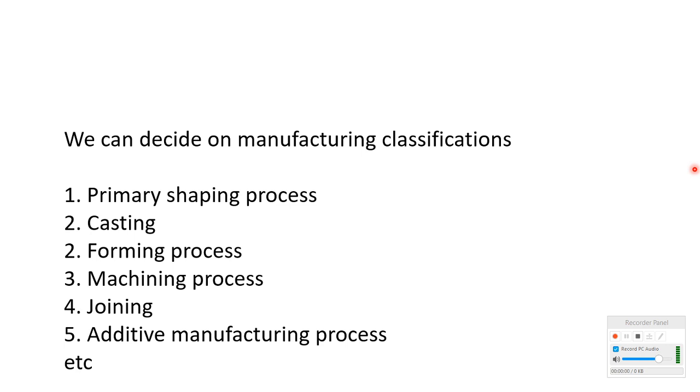From the very basic information, we can decide on the manufacturing classification. There is a classification we have already reviewed in the beginning of Manufacturing Technology 1. The primary shaping processes we have are like drawing, material drawing, or we have casting, forming, machining, joining, additive manufacturing, or different types of cutting like laser cutting, wire cut, and machining also includes EDM die sinking.